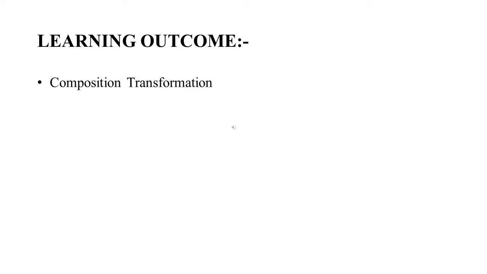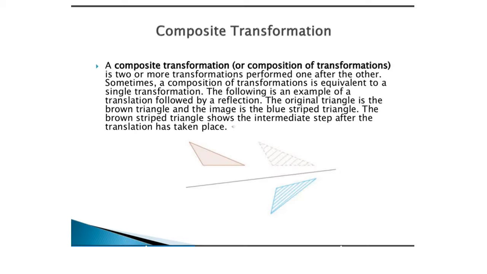A number of transformations or a sequence of transformations can be combined into a single one, called the composition. Next topic is composite transformation. A composite transformation or a composition of transformations is two or more transformations performed one after the other. Sometimes a composition of transformations is equivalent to a single transformation.